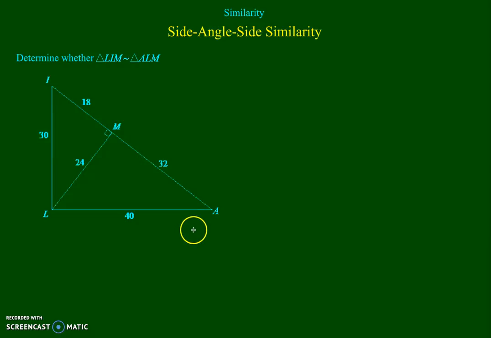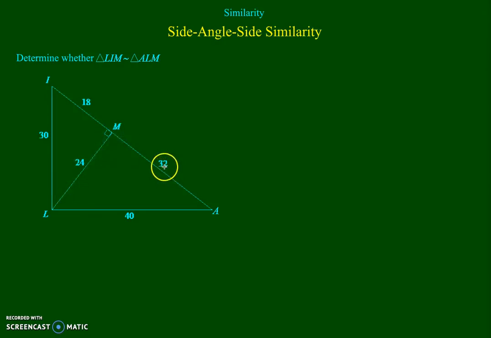Here we have an interesting example, and we're going to try and show that triangle LIM is similar to triangle ALM. So to use side angle side similarity, we have a side, we have an angle, and a side. And again, we have a side, an angle, and a side. So since we know that these two are right angles, this is a linear pair, and it's a congruent linear pair because they're both right angles. Therefore, we're going to have to use this side, and this side, and this side, and that side.